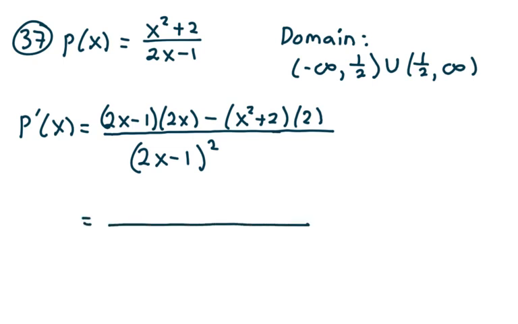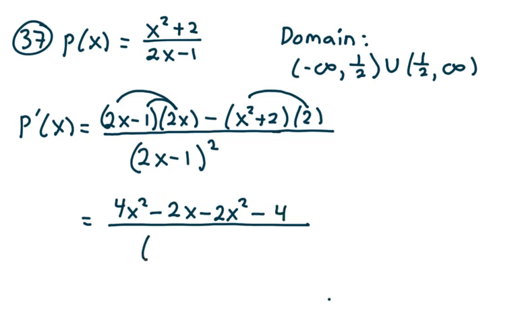So 2x times 2x is 4x squared. 2x times 1 is just 2x, so I'm going to write minus 2x. And then I'm going to subtract 2x squared, and then subtract 4. And I'm going to divide by (2x minus 1) squared. So we're going to take this a step further here.